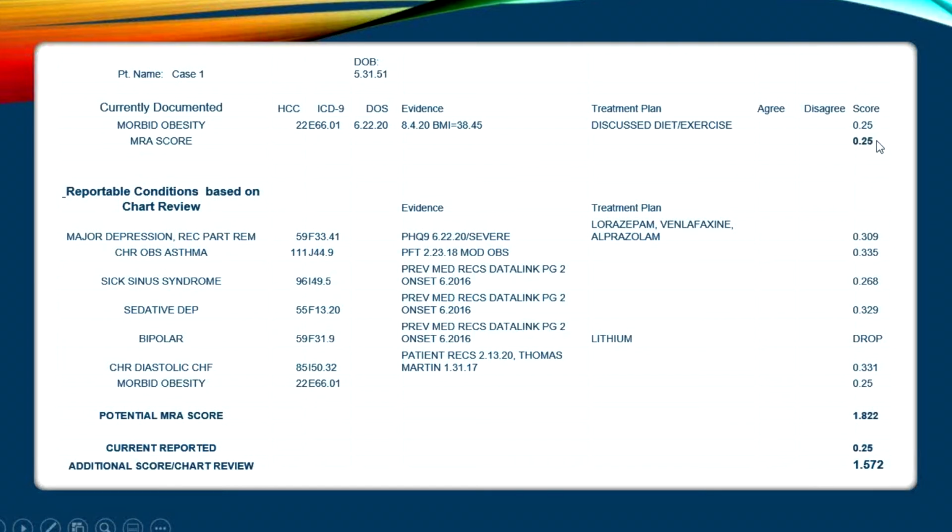So again, remember the doctor, based on his current documentation, that patient's MRA score is 0.25. If you factor in everything that was discovered during the chart review, that patient's actual MRA score is a 1.822. So right there, there is a score of 1.572 that was left on the table, unaccounted for. So these are kind of the things that you find when you go through the chart reviews.